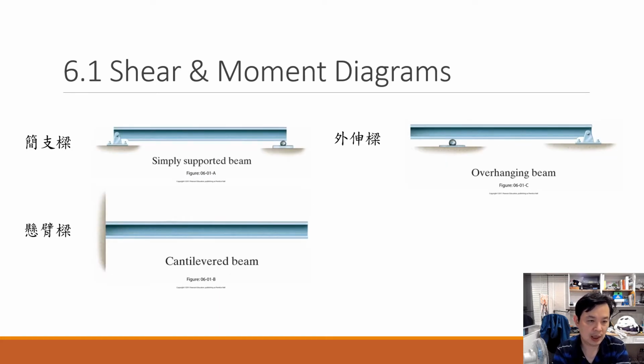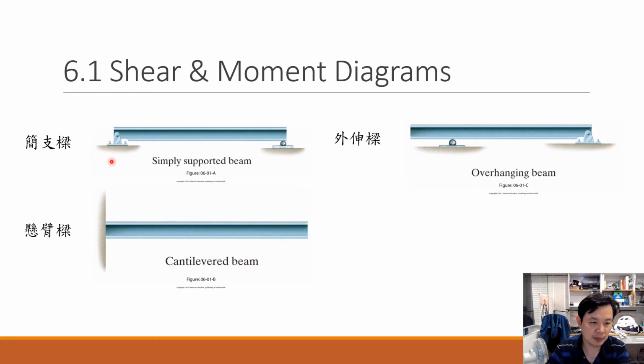Here's section 6.1, the first section of this chapter. We'd like to learn shear and moment diagrams. Before we go to the detail, we'd like to introduce 3 basic beam structures, beam styles. First of all is called simply supported beam. We call it 简支梁 in Chinese.